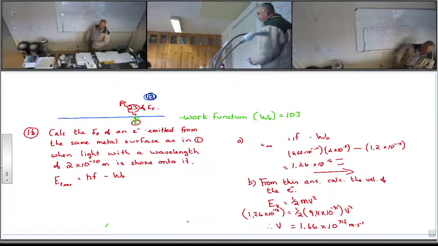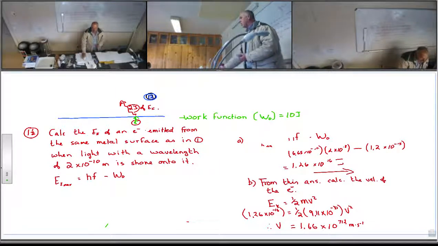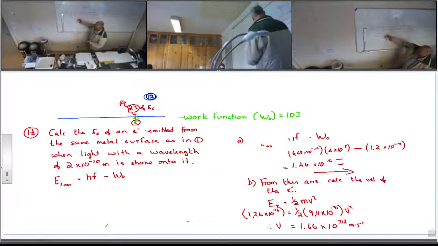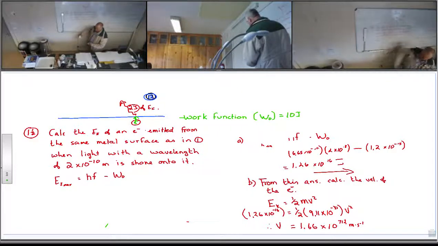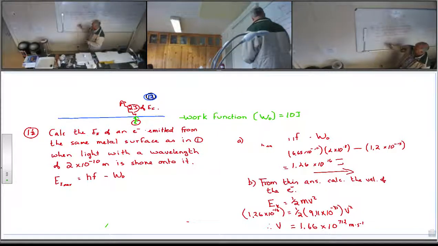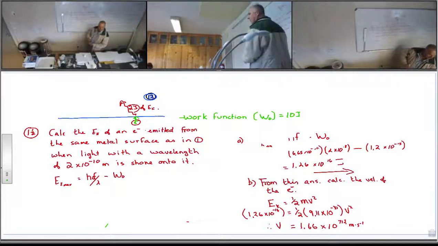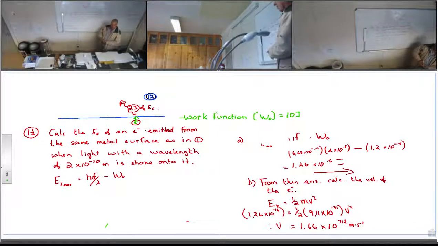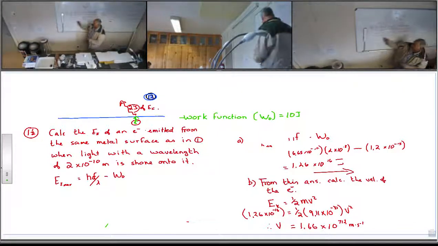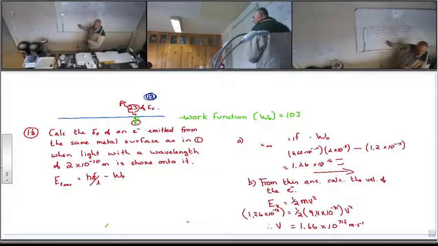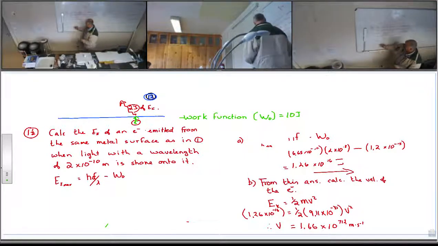But do I have F? So how am I going to change that formula? H C over lambda. C over lambda is F. You all agree? Who doesn't agree? Okay, and let's see what the energy of the photon is. I don't think the energy of that photon is enough to overcome the work function. Right, let's have a look.